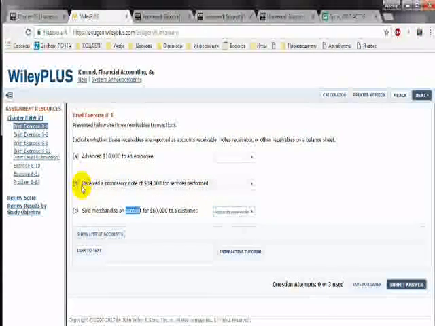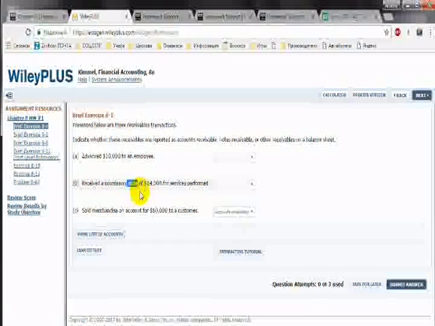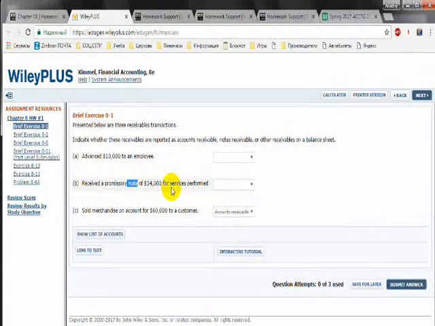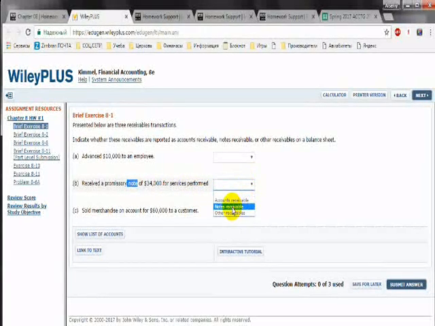Also, to the company has been made a promise, a note, to pay for the services performed. It is a notes receivable.